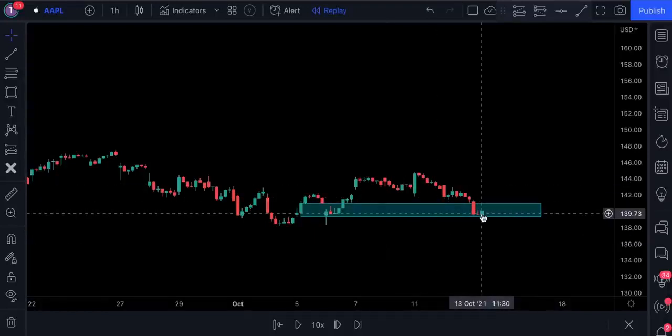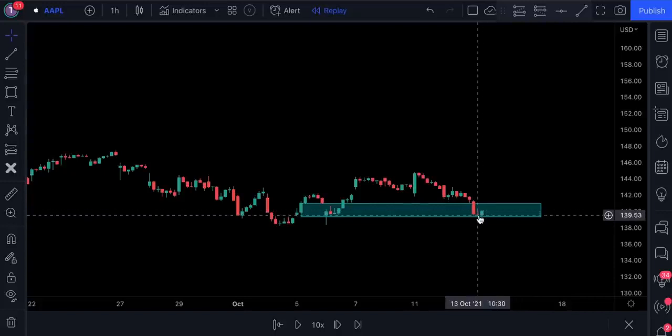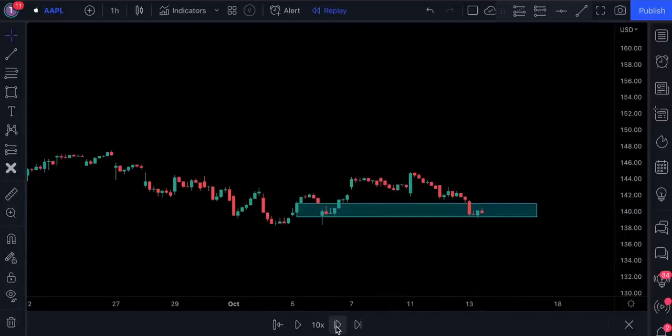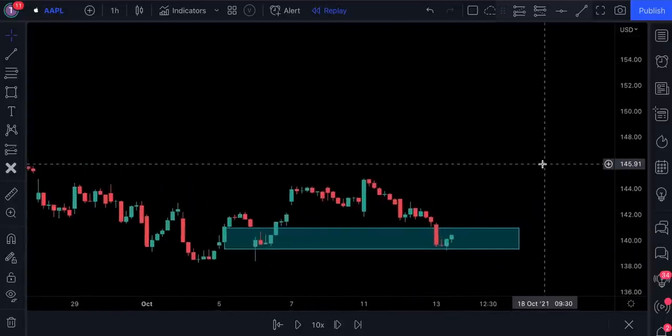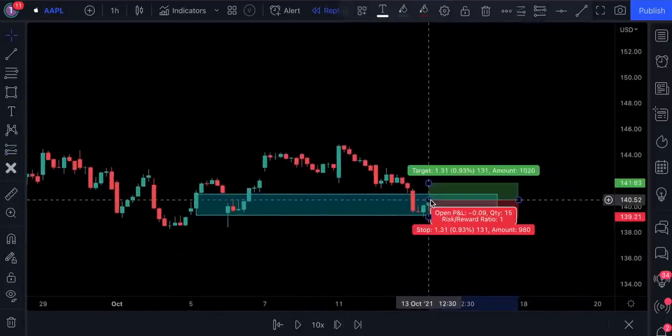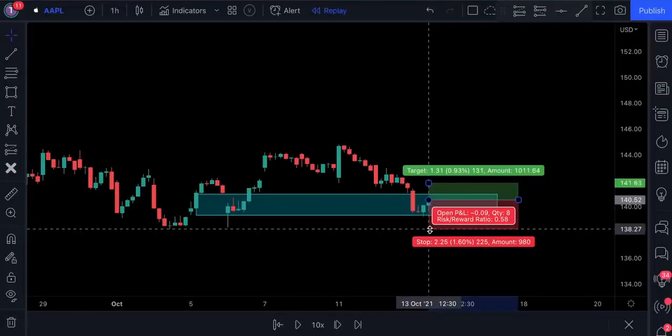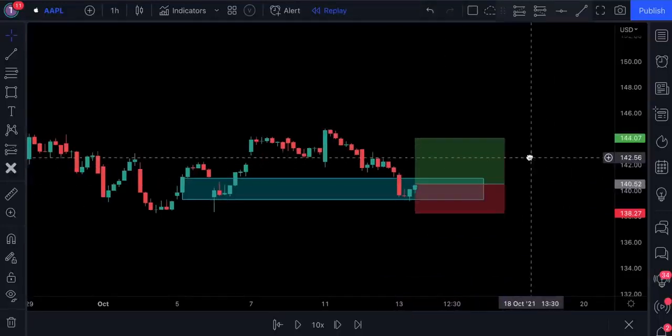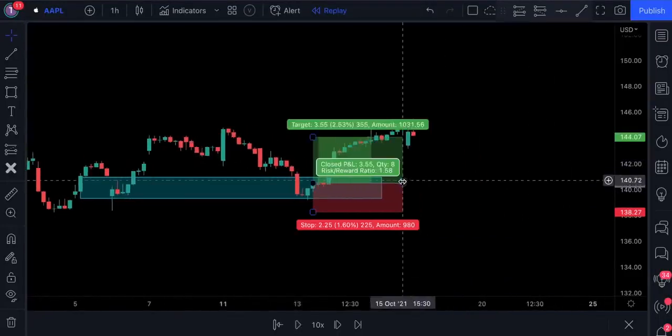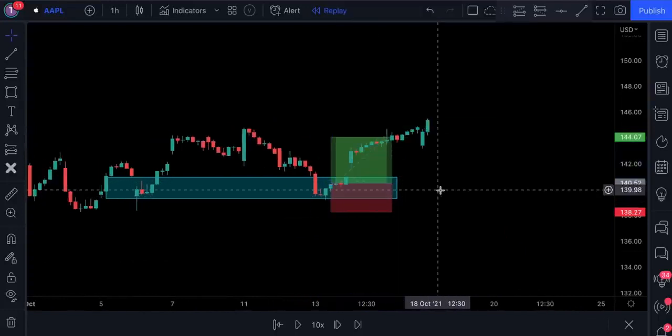And for our long entry confirmation, we're going to be waiting for the price action to create a bullish candlestick that would close above the most recent bearish candlestick. The stop loss will be set slightly below the demand zone, and we're going to be targeting 1.5 times the risk. As we can see, this strategy can be really effective when used correctly.